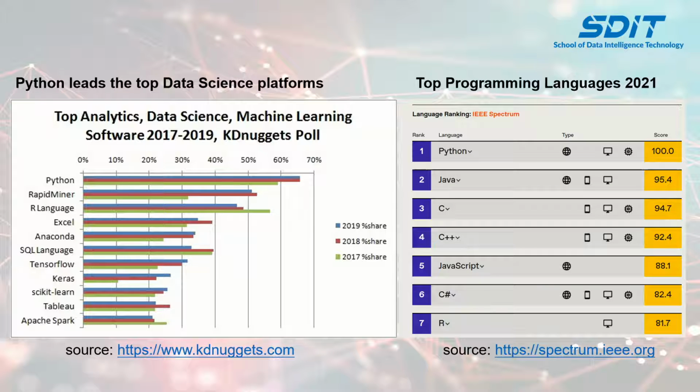The second ranking is from the KDnuggets poll between 2017 and 2019, which reveals that Python leads the top data science platforms on analytics, data science, and machine learning software. The third ranking is from the IEEE Spectrum, which also shows Python ranking number one among top programming languages in 2021.